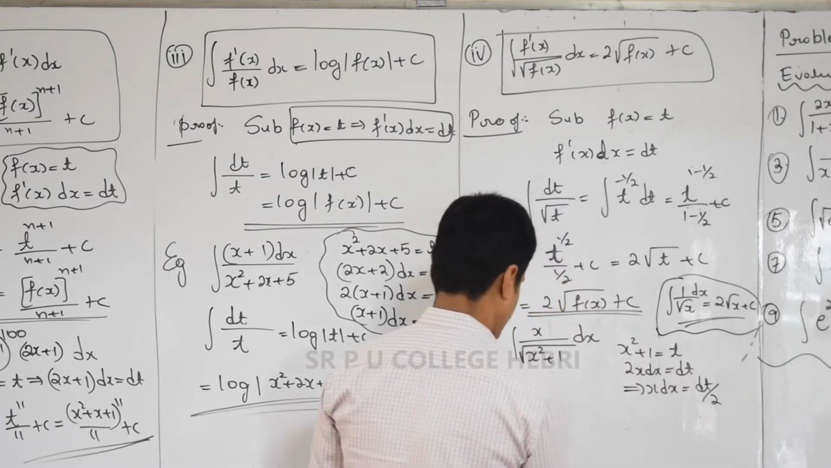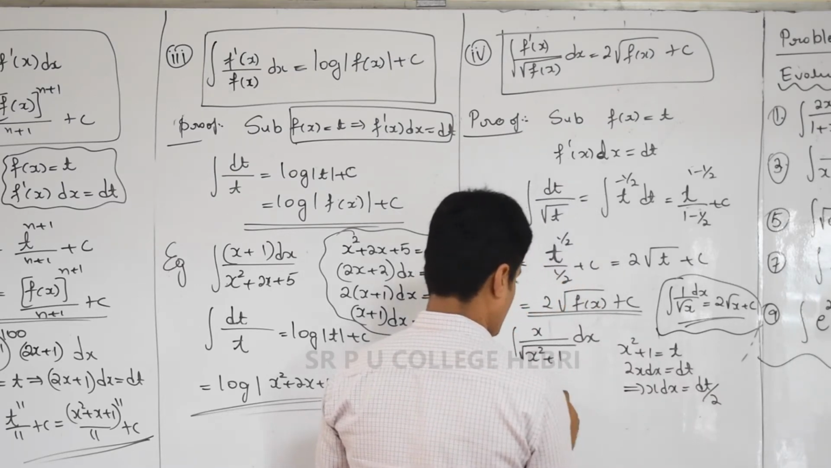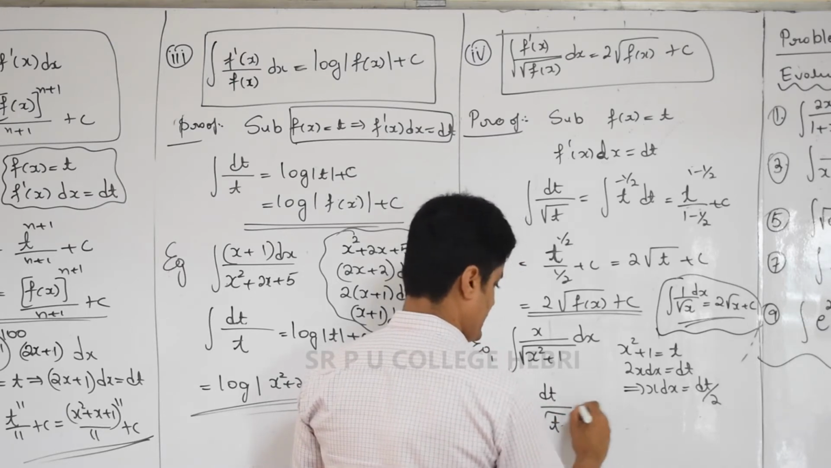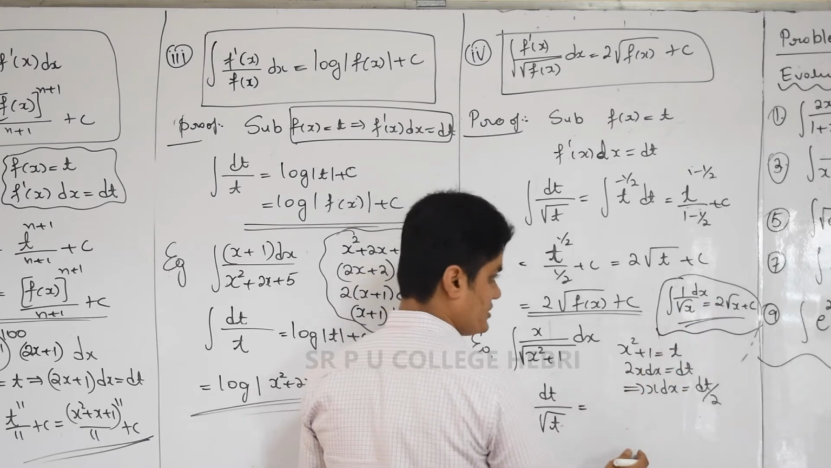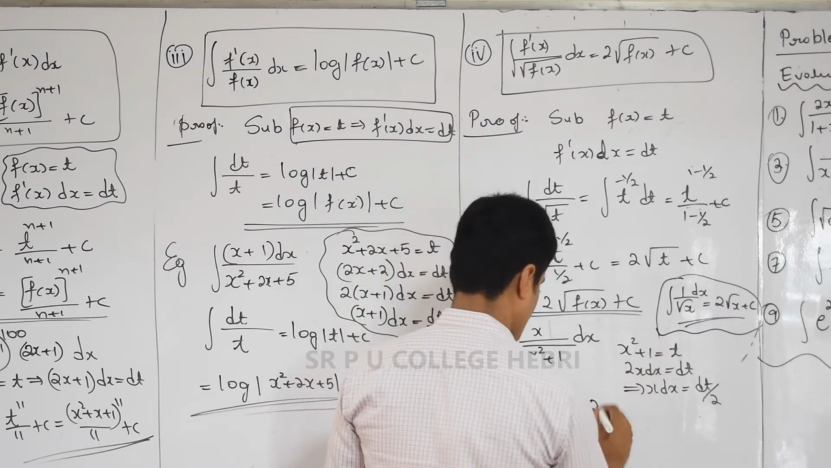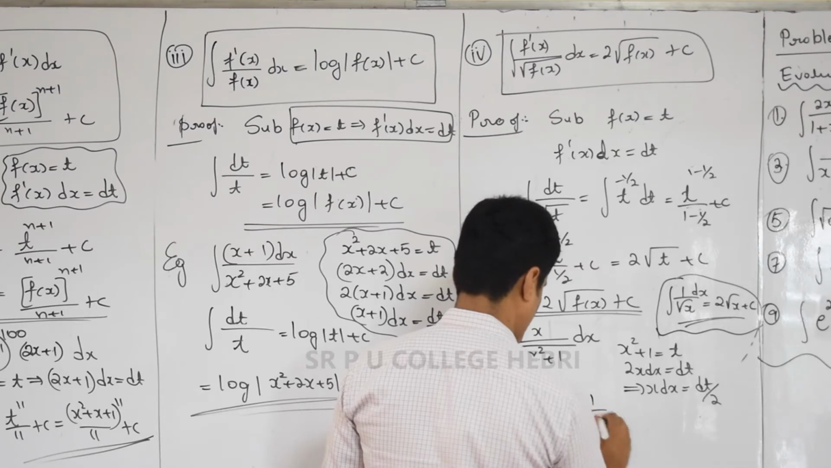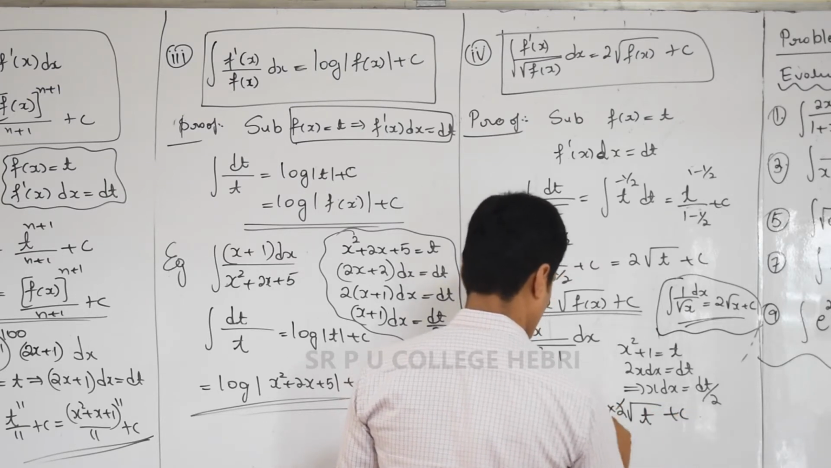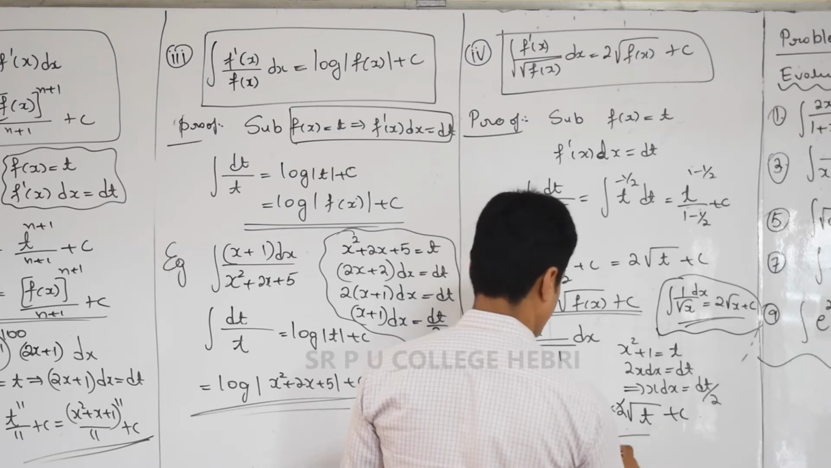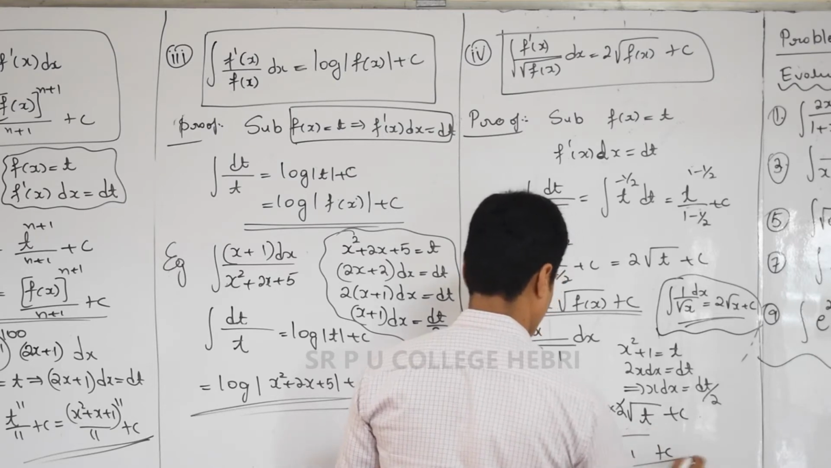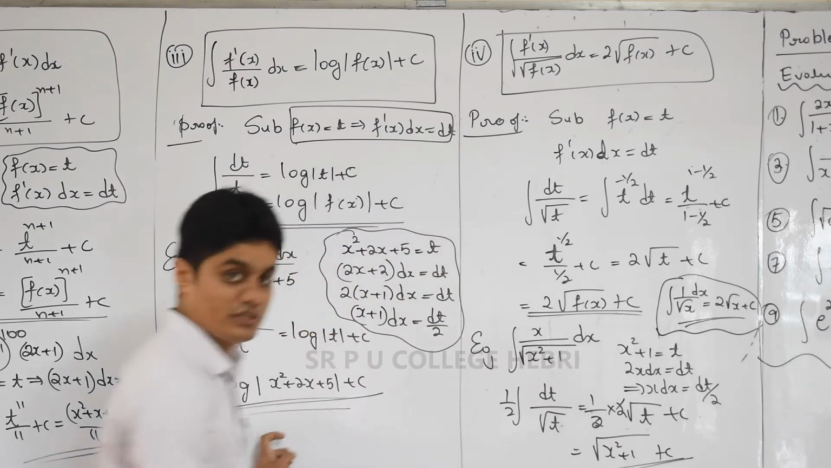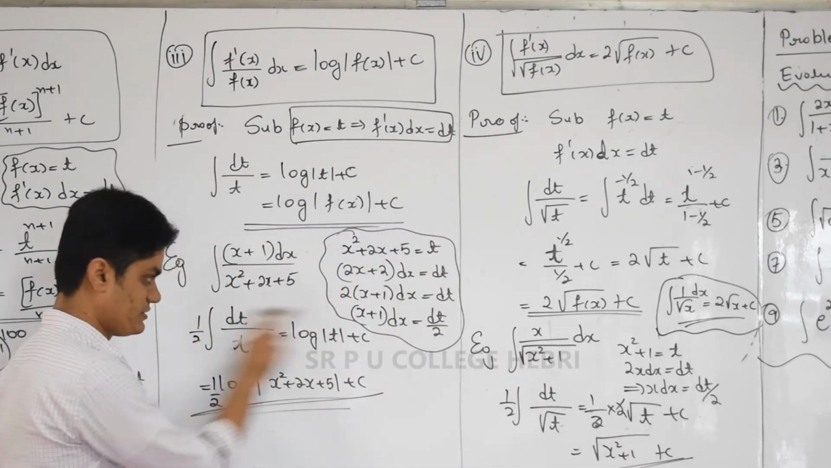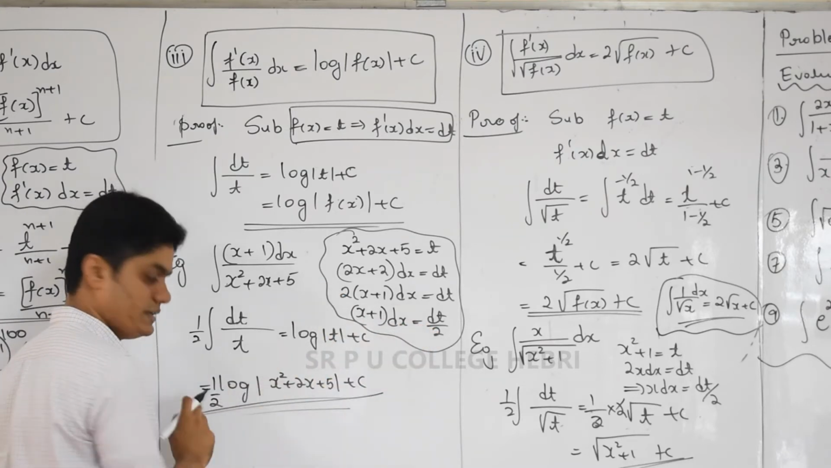So this will be dt by 2 into root t, and as I just now told, integration of 1 by root x dx is 2 root x, so this becomes 1 by 2 into 2 root t plus c. So the 2 cancels, and the final answer is root t, that is, root of x square plus 1 plus c. See here, in the previous question I left that half; this half will come outside, 1 by 2. Please correct that in the previous question.